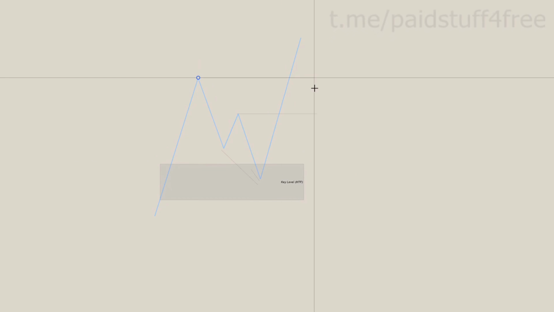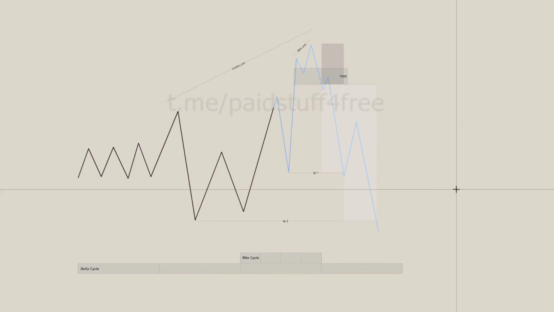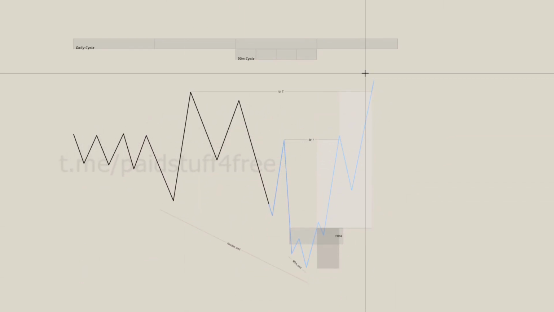And once again, you'll have your TP1, TP2. So now there's context behind why I'm targeting those. And now you understand, right? Vice versa, this would be if you're looking for a long trade, right?